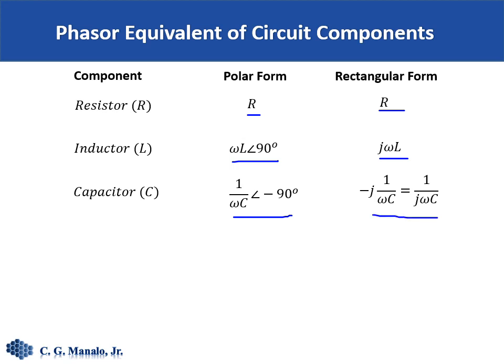Because we could express the components into their phasor equivalent, we could also draw their corresponding phasor diagram. For example, R would be like this one. The inductor would be directed upward. So this is omega L here, and this one is 1 over omega C, which is for the capacitor.